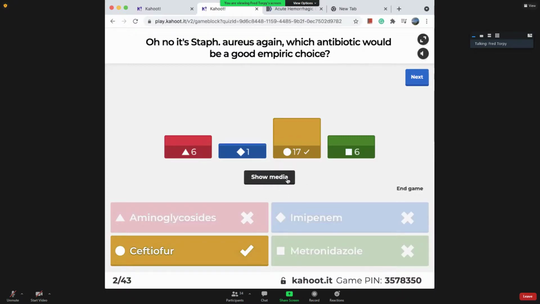So does anybody want to say why one, or as many as you'd like, of the other ones aren't good empiric choices for Staph aureus? This is a tough question because it's pretty applied. I just know imipenem, isn't that one that's reserved for drug resistant? Yeah, so even if this one would be effective against Staph aureus, we certainly wouldn't want to use it in an empiric context.